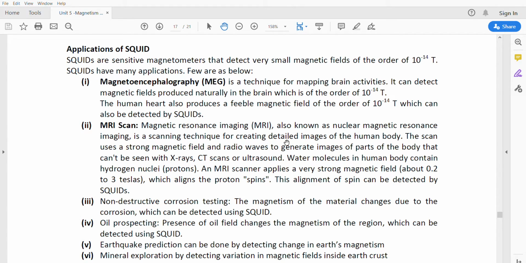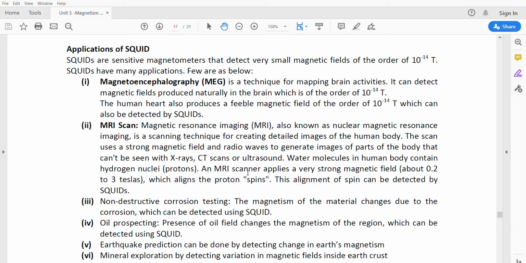And the second point is the use in MRI scans. MRI scans, also known as nuclear magnetic resonance imaging, are a scanning technique for creating detailed images of the human body. It uses strong magnetic fields and radio waves to generate images of parts of the body that cannot be seen with X-ray, CT scans or ultrasound.